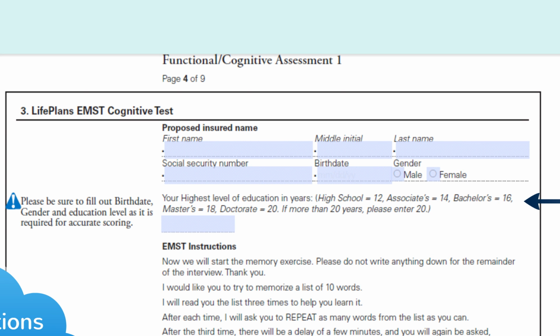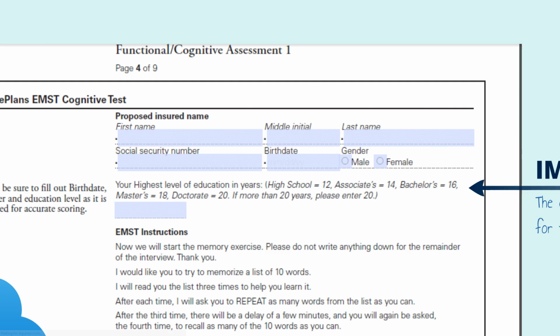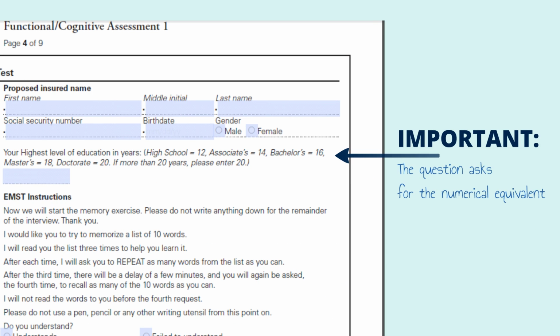You will see the note here on the left. Notice that the question does not ask to write the actual education level, but rather the numerical equivalent. For example, if an applicant answers that they have a master's degree, you would record the number 18 in the space provided.